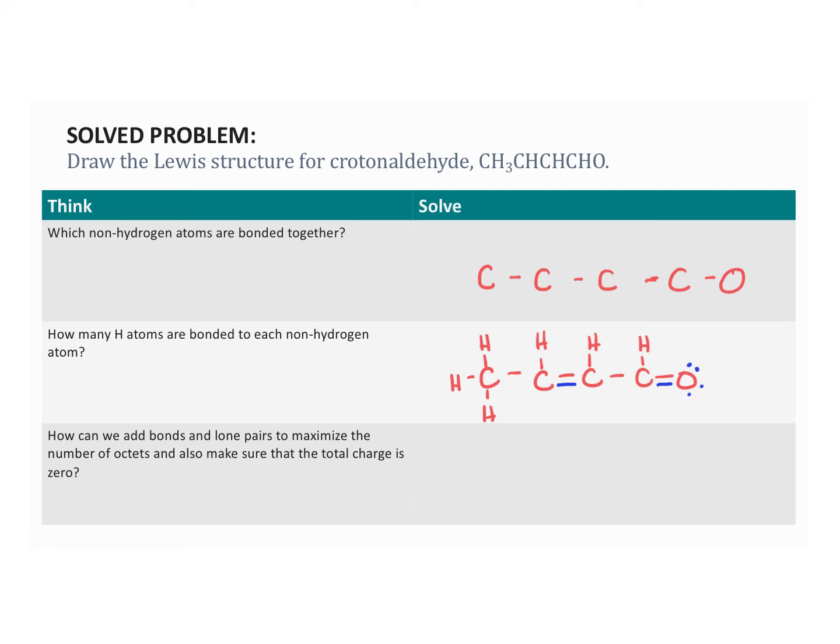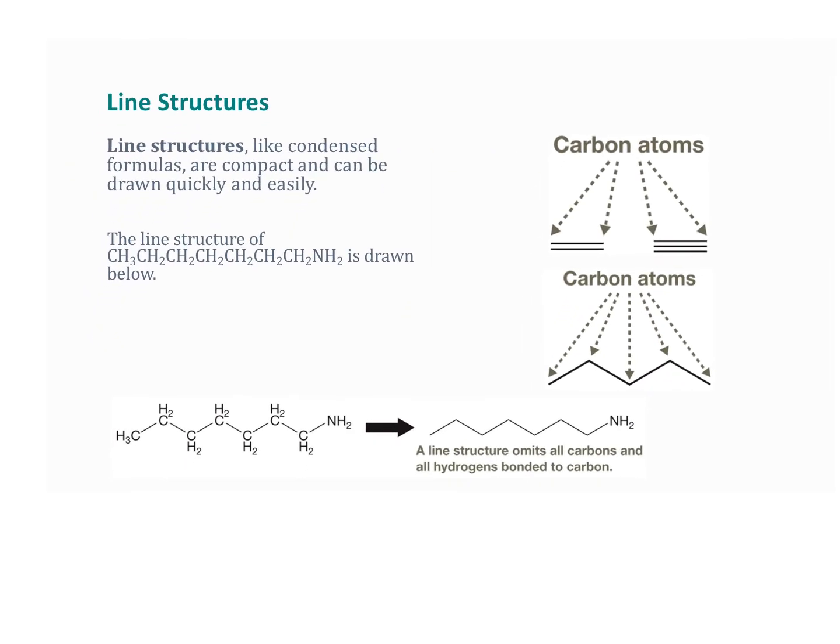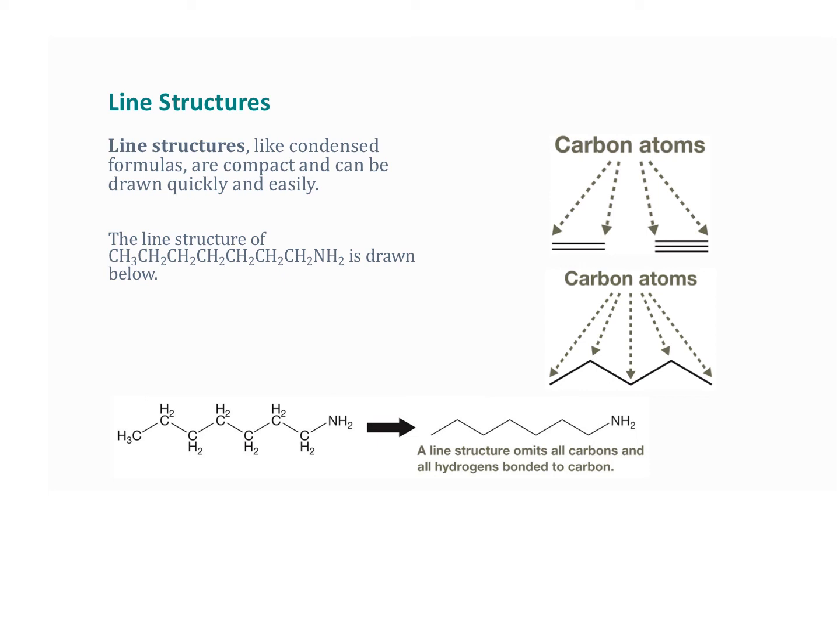Now, chemists are lazy, and we can draw things out when you have a condensed structure, but what you're going to see more often are line structures. And so here are some line structures. In line structures, carbon atoms aren't drawn explicitly. They're implied at the intersection of every 2 or more lines, and at the end of every bond that's drawn. So there and there. All non-carbon and non-hydrogen atoms are called heteroatoms.